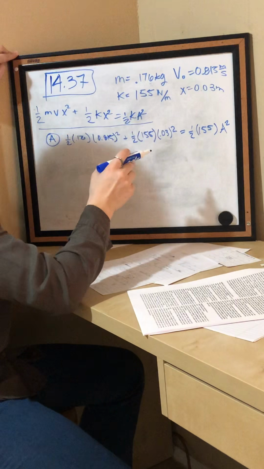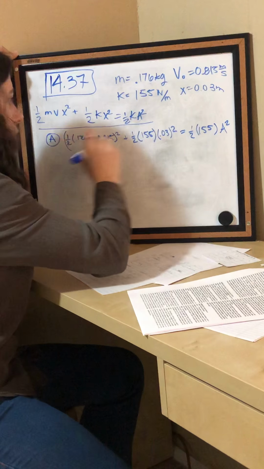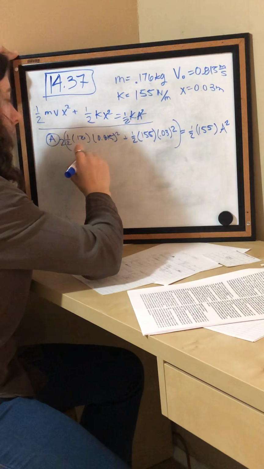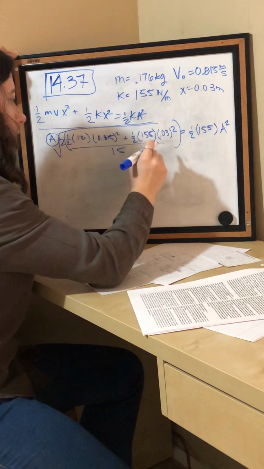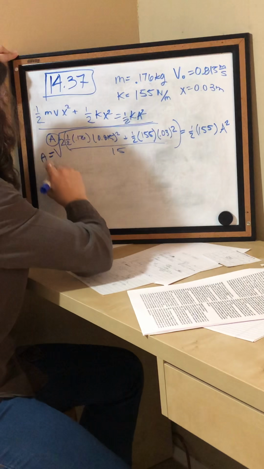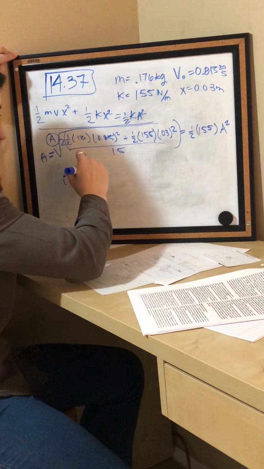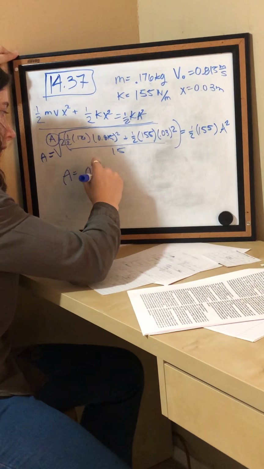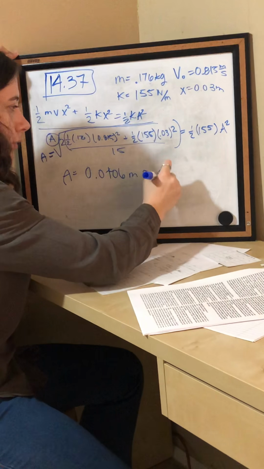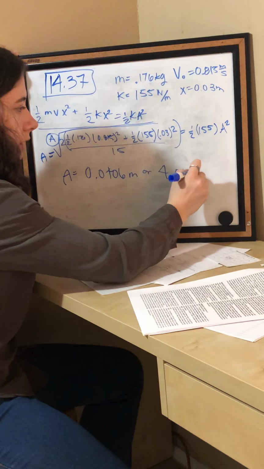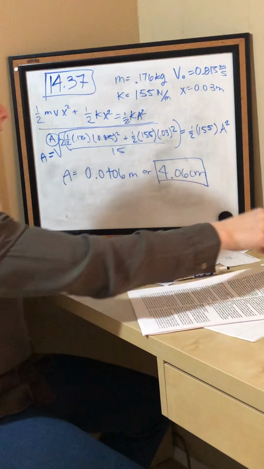Basically you're going to put this all into your calculator. You'll multiply this by 2 and divide by 155 and then square root it all. And that will equal A. So when you put that all into your calculator, you get 0.0406 meters or 4.06 centimeters. So that is part A, to find the amplitude.